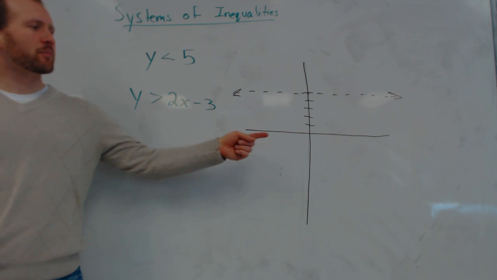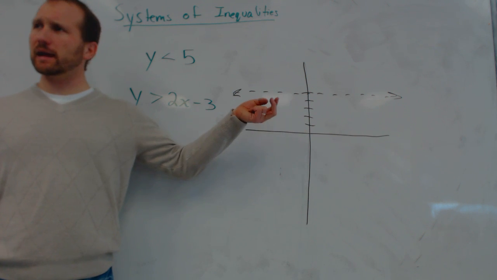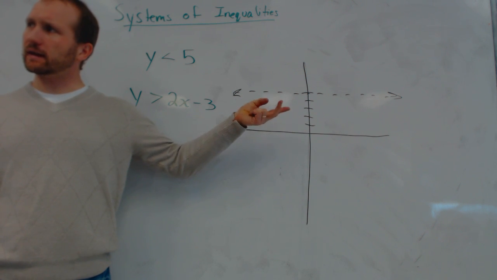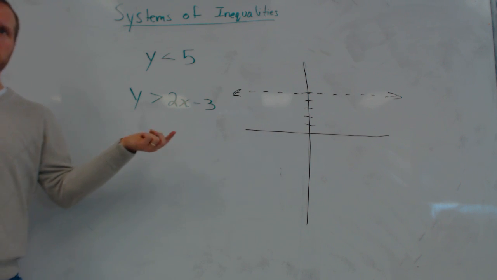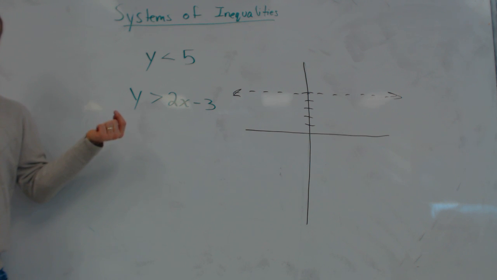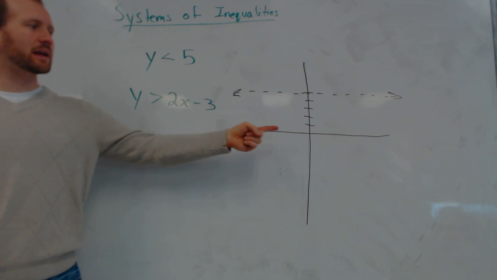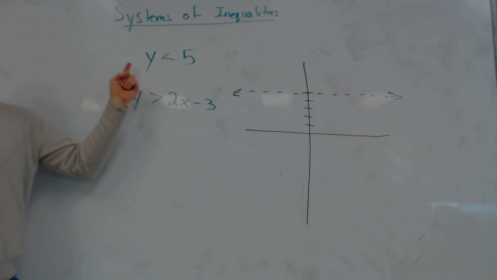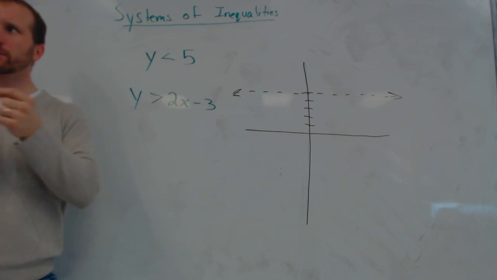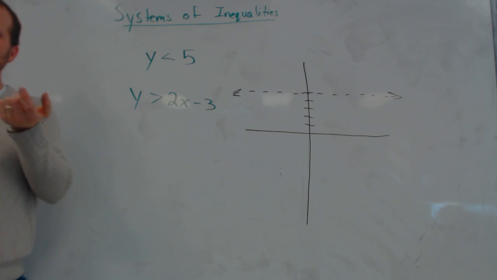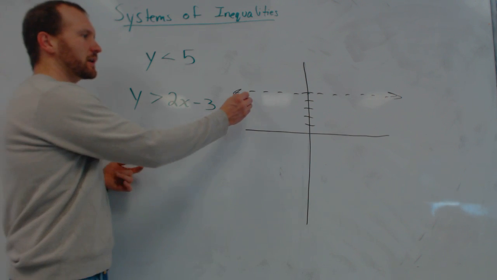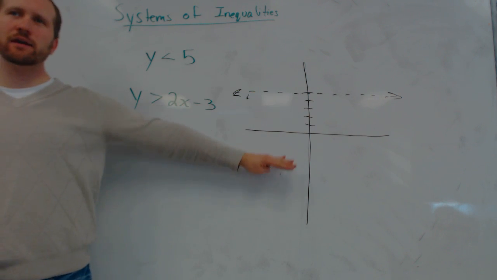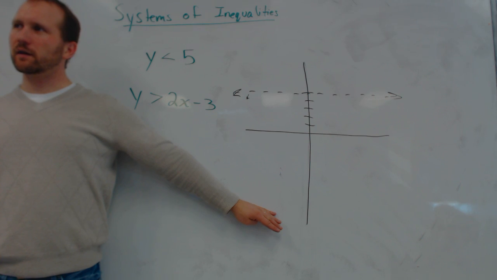Well, let's think about it. The point 0, 0 has an x and a y, right? The x is 0 and the y is 0. So I actually can plug that in. I'm just not plugging in the x part. I'm only plugging in the y part. So if I plug in 0, 0, it would just say 0 is less than 5. That's true. Which, if you think about it, kind of makes sense. y is less than 5, so we're going to shade down to everything that's less than 5.